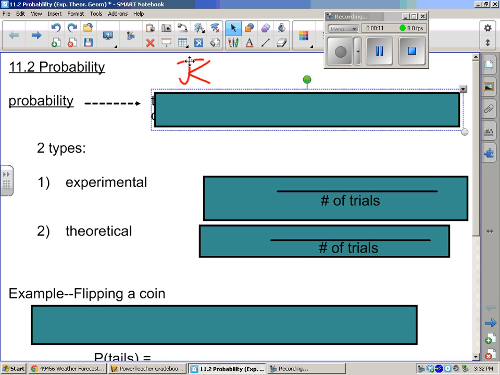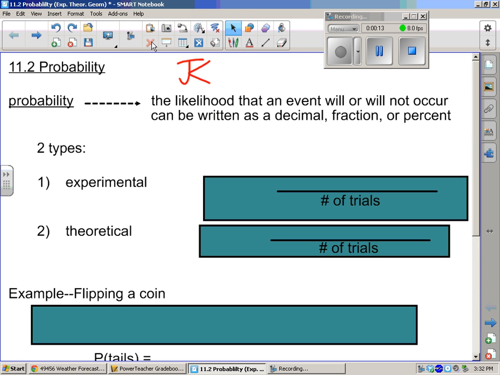Alright, all about probability today. Probability just means the likelihood that an event will or will not occur. It can be written as a decimal, a fraction, or a percent. Is that the same as odds? Correct, it's a little bit different. Not the same thing.